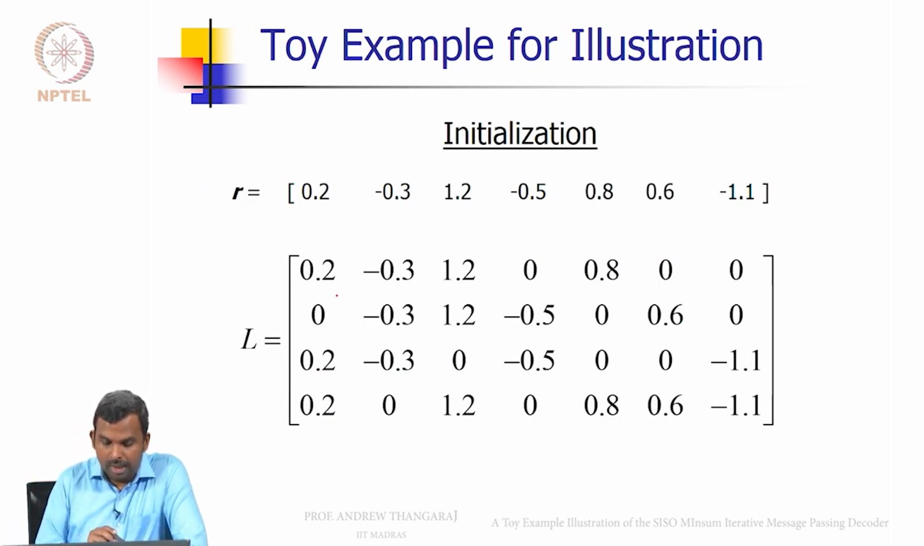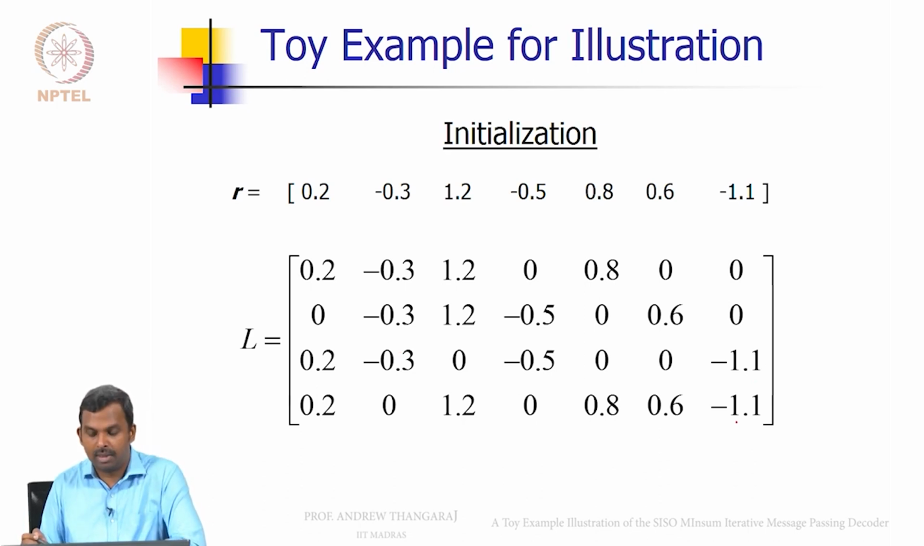Here I have done the initialization. I have taken sample values for R: 0.2, minus 0.3, 1.2, minus 0.5, 0.8, 0.6, minus 1.1. You can see in the initialization step the particular received value occupies all the non-zero positions in the L matrix. What are the non-zero positions in the L matrix? Once again, wherever you have ones in the parity check matrix, you will have the non-zero positions in the storage matrix L. You can see that is what has happened here.